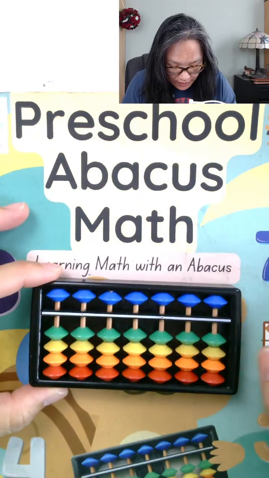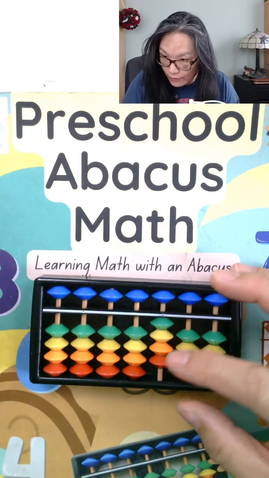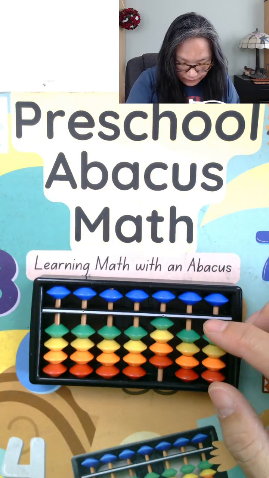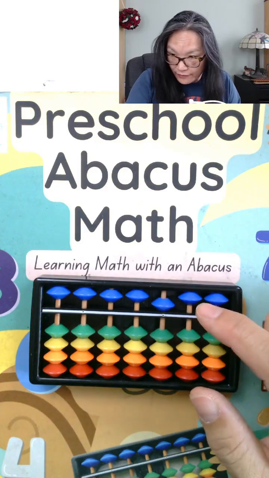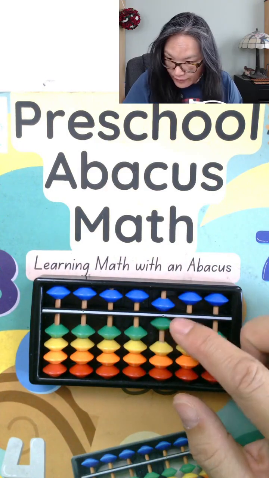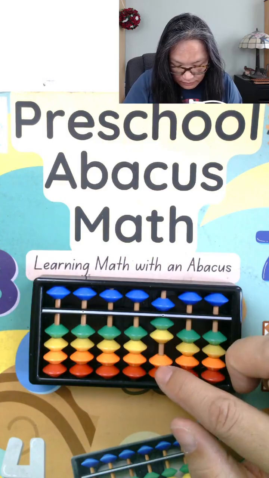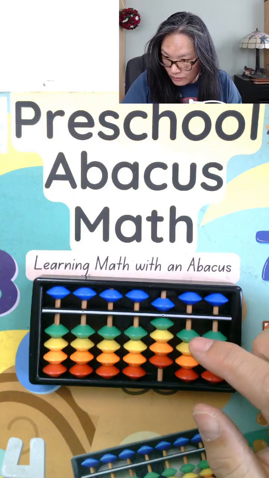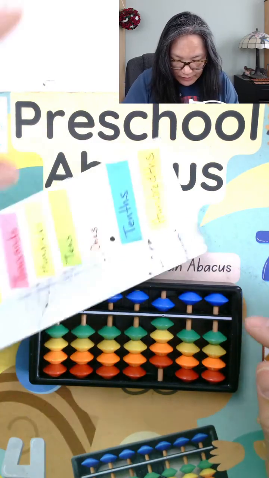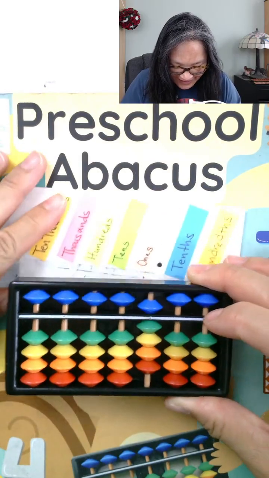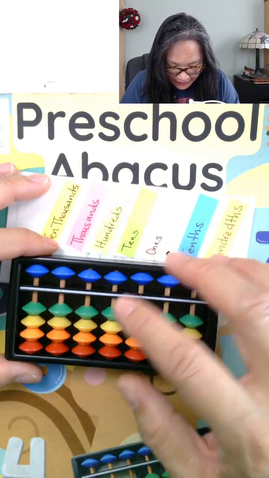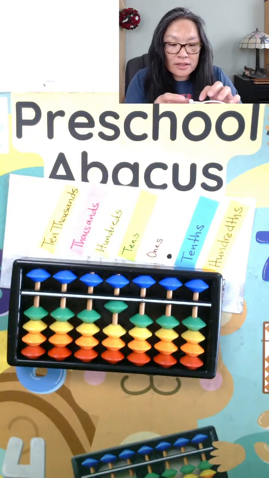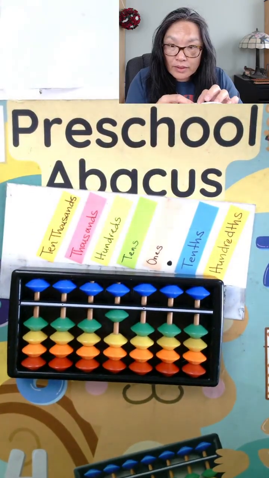We're counting on the abacus, so we're doing 1, 2, 3, 4, knowing that this is a value of 4. Then we have 5. After 5, we have 6, 7, 8, and then 9. Great. So after 9, we have 10. 10 is a 1 and a 0. Let me maybe make that better.